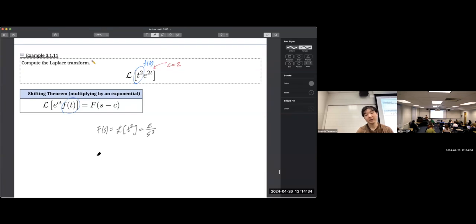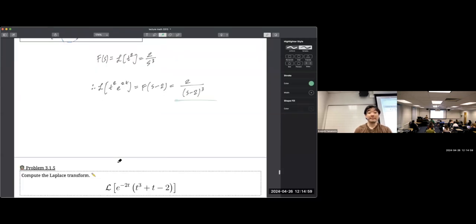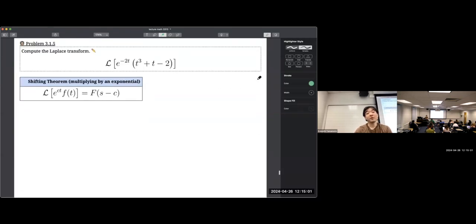And using the shifting theorem, our Laplace transform of t squared e to the 2t will just be applying a shift onto this by 2, which is just going to be 2 over, anytime you see s, they just became s minus 2. So that's the Laplace transform. Okay. You could go more, right? I got to do this quickly.